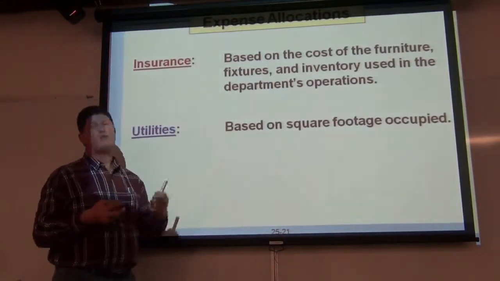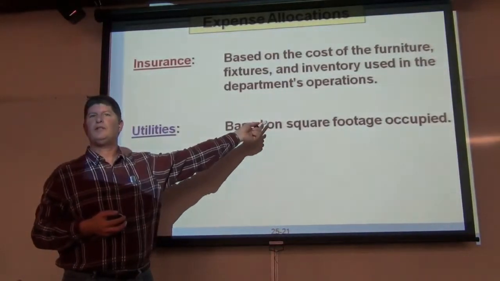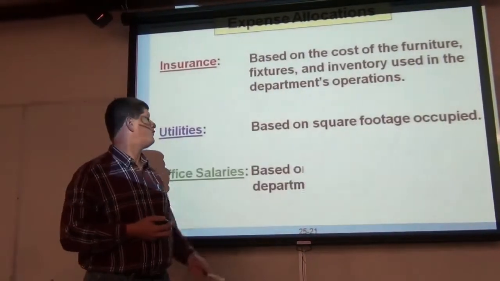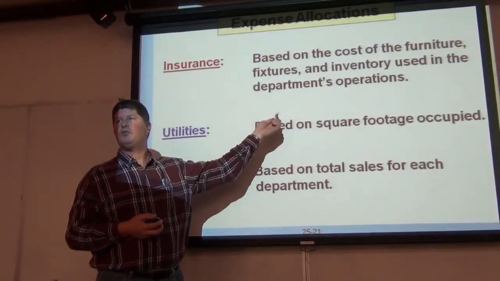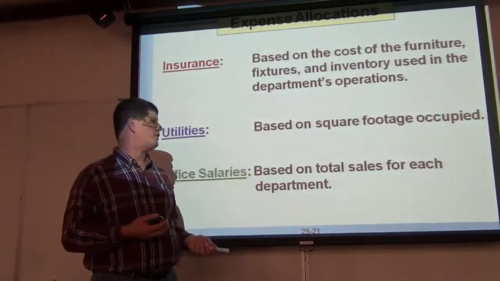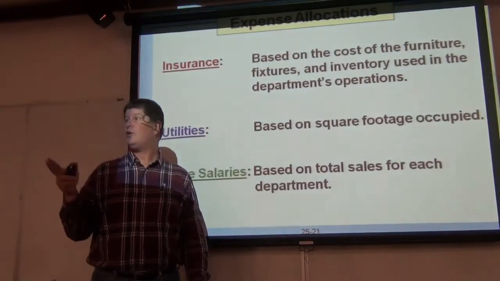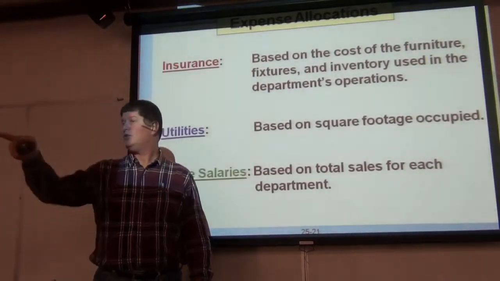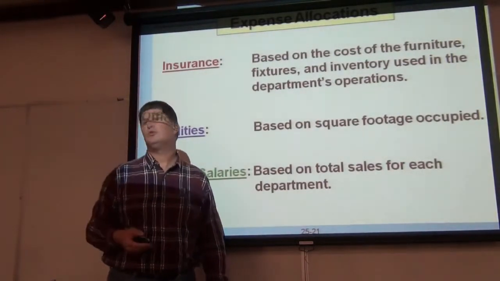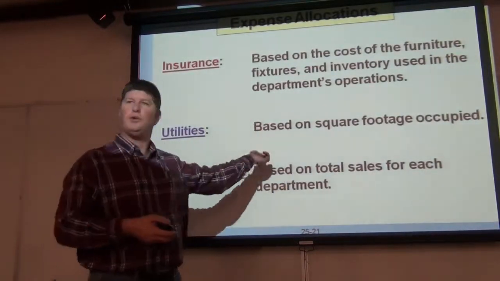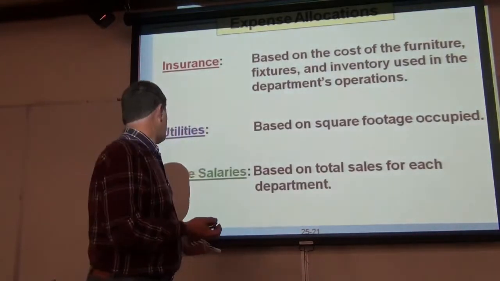So utilities based on square footage sometimes. If you assume everyone's using the same amount of utilities evenly, you could base it on square footage. If someone uses it more heavily than others, you're going to come up with a different method of allocation. Office salaries are easy. We talked about that. You know where the employee worked, right? You only work in shoes, and you only work in jewelry, so all of your costs are going to get put to jewelry, and yours are going to go to the shoe department. Good? Okay.